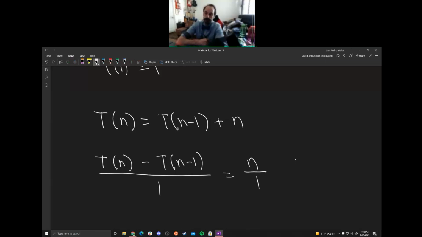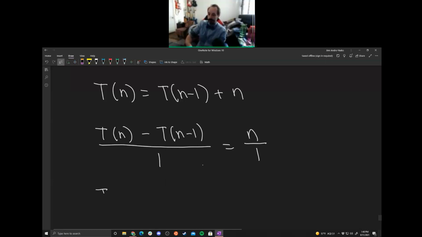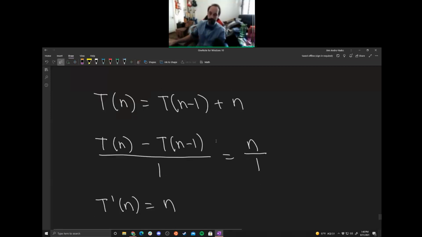We have T(n) minus some small value, so the two points are very close to each other. 1 is some value much smaller than n, so it's like the derivative setup, which implies that T'(n) = n. So we have to take the antiderivative of n to get T(n).